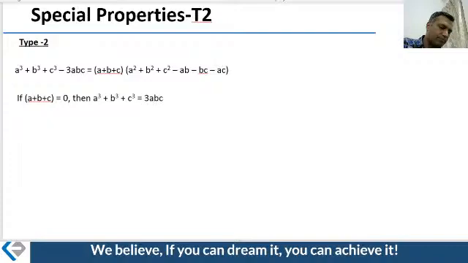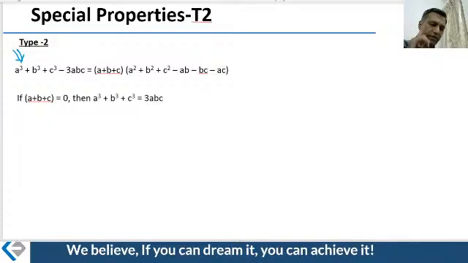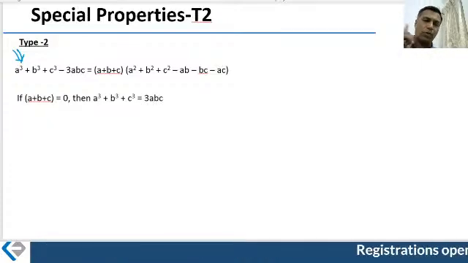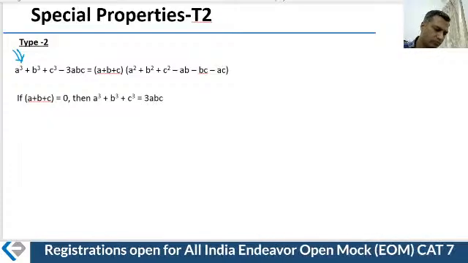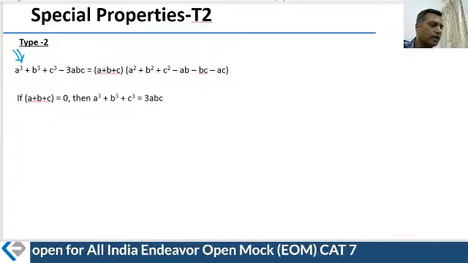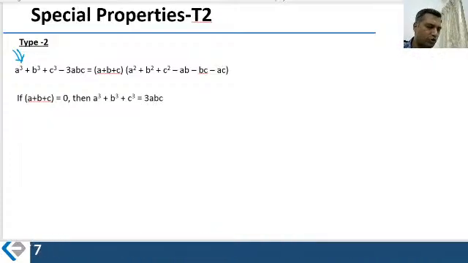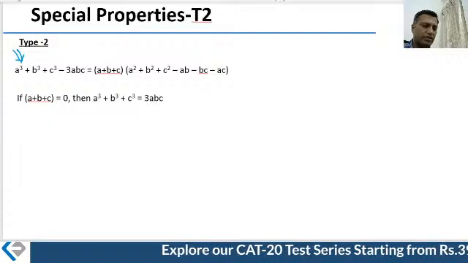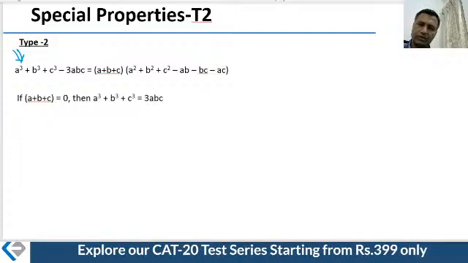This is built on a particular algebraic identity. What happens is this identity skips our mind. That's the whole problem. It should not skip our mind, because this is very, very important when it comes to inequalities. It's not a property, it is an algebraic identity. Just like you remember (a plus b) whole square and (a minus b) whole square, this also should be remembered. a cube plus b cube plus c cube minus 3abc is nothing but (a plus b plus c) times of this. This identity is important.